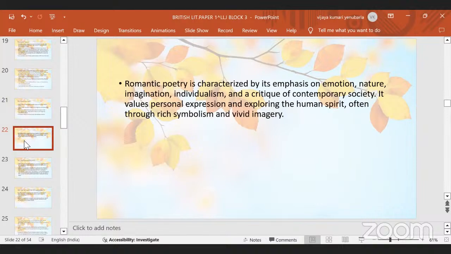Romantic poetry is characterized by its emphasis on emotion, nature, imagination, individualism, and a critique of contemporary society. It values personal expression and exploring the human spirit, often through rich symbolism and vivid imagery. So they acted as a criticism. Through imagination and individualism, they started expressing their views and ideas directly on contemporary society.